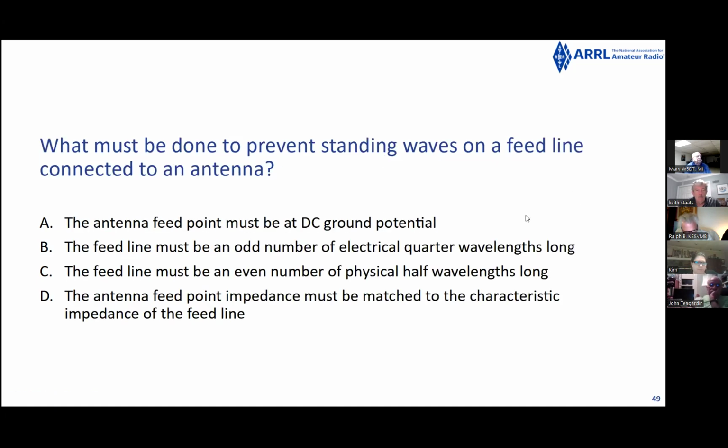What must be done to prevent standing waves on a feed line connected to an antenna? The antenna feed point must be at DC ground potential. The feed line must be an odd number of electrical quarter wavelengths long. The feed line must be an even number of physical half wavelengths long. The antenna feed point impedance must be matched to the characteristic impedance of the feed line. Sounds like D. Yeah, I agree.